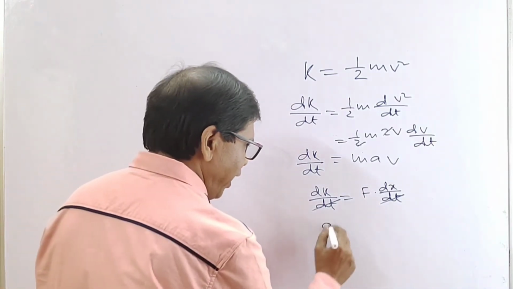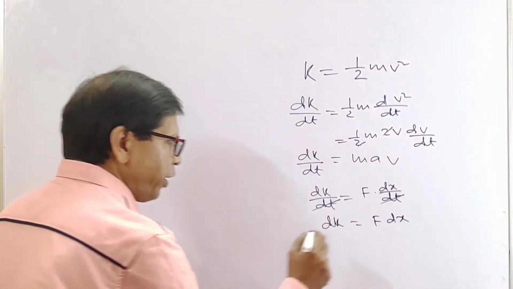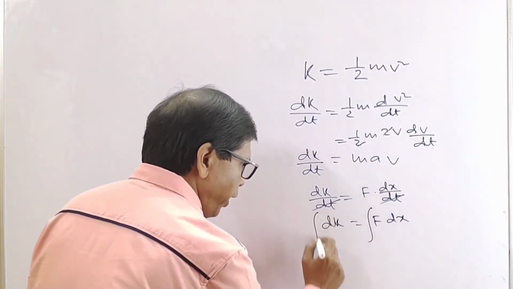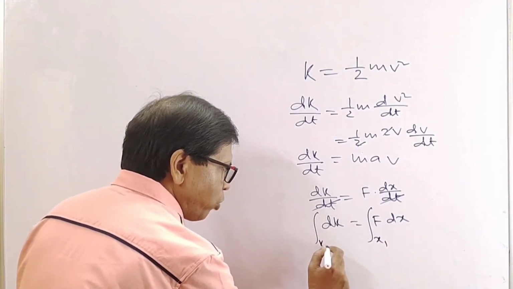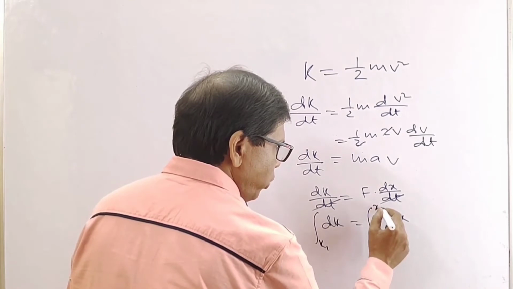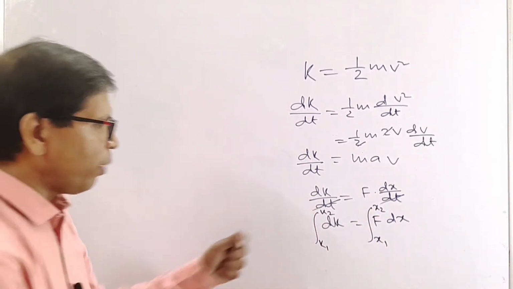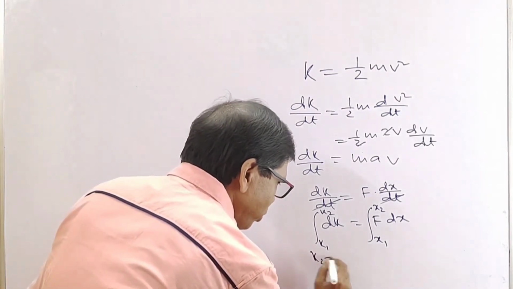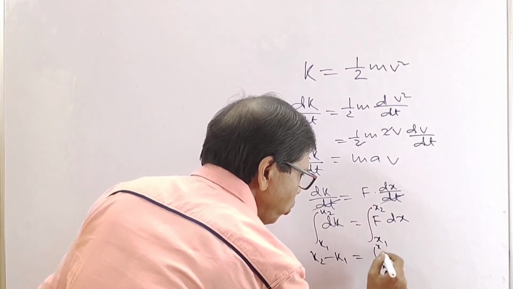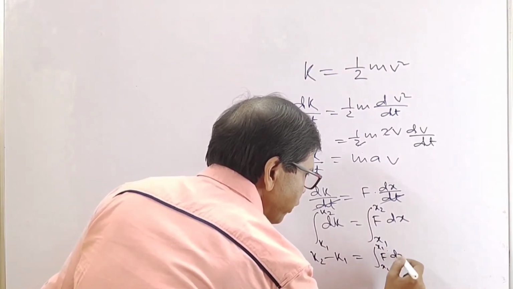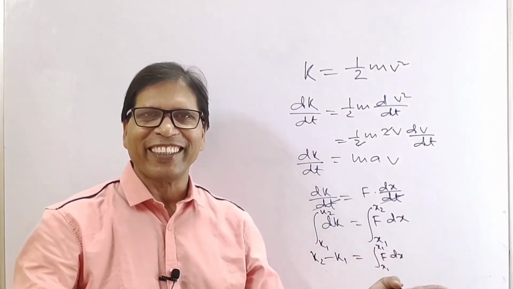So look at this, here dK equals f dx. Now integrating this equation, when x equals x1, kinetic energy K equals K1. When x equals x2, kinetic energy K equals K2. Therefore K2 minus K1 equals the integration from x1 to x2 of f dx. This is the work energy theorem for variable forces.